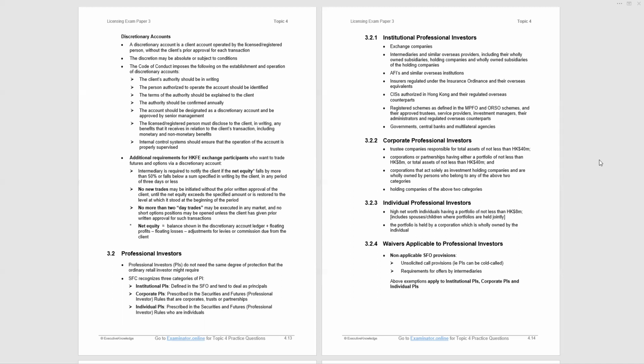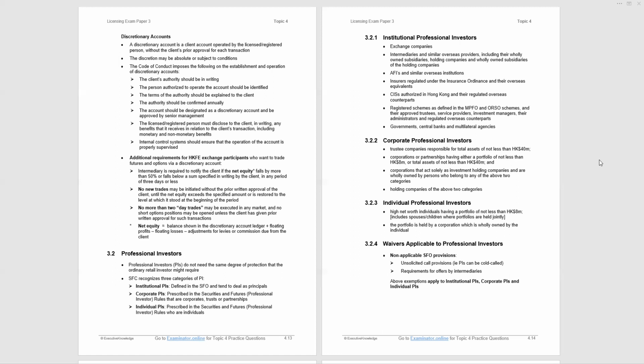So when deciding if someone qualifies as an individual professional investor, it's a portfolio of not less than 8 million Hong Kong dollars. If the portfolio is held by a corporation which is wholly owned by the individual, that also qualifies. Okay, that's the identity of who professional investors are.